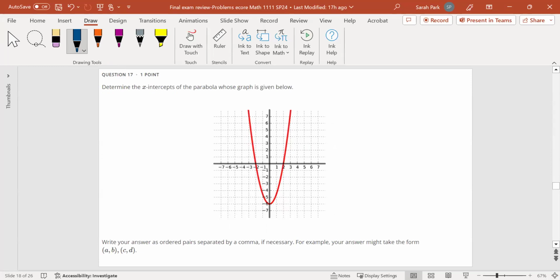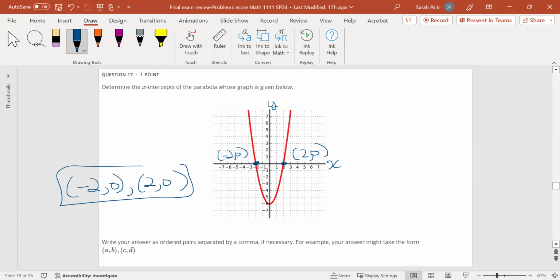Okay, number 17, we're going to locate the x-intercepts of this parabola. The x-intercepts are where the graph crosses the x-axis. So here's one x-intercept at (-2, 0). Here's another x-intercept, (2, 0). So our x-intercepts are (-2, 0) and (2, 0). Make sure you type it in like this, separating the two points with a comma.